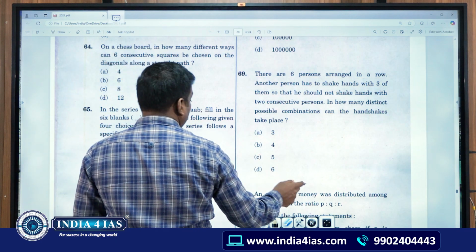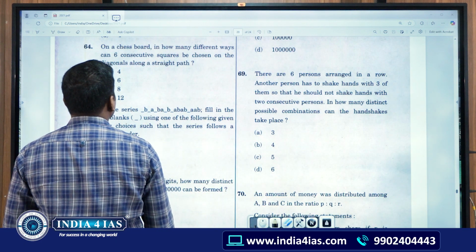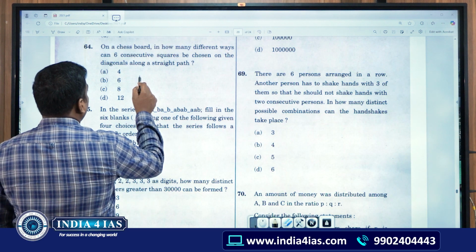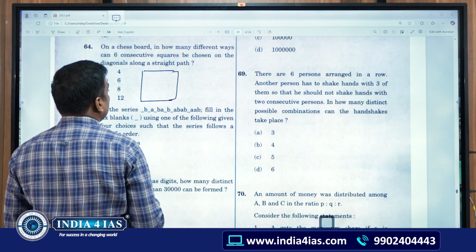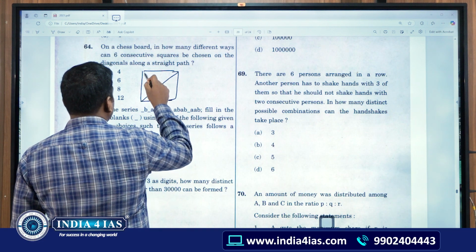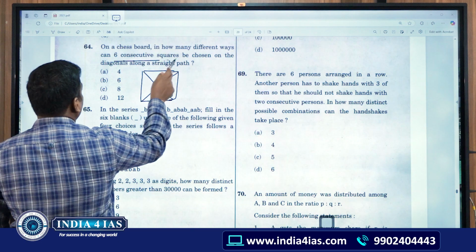On a chessboard, in how many different ways can 6 consecutive squares be chosen on the diagonal along a straight path? So if this is this thing, they are asking for a diagonal. This is one diagonal, this is another diagonal. And they want to choose 6 consecutive squares.